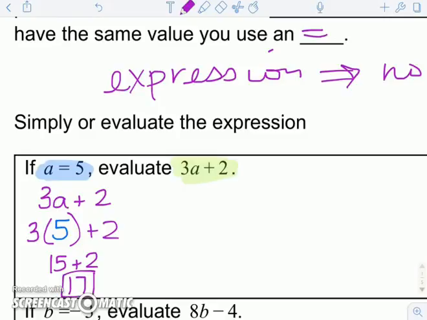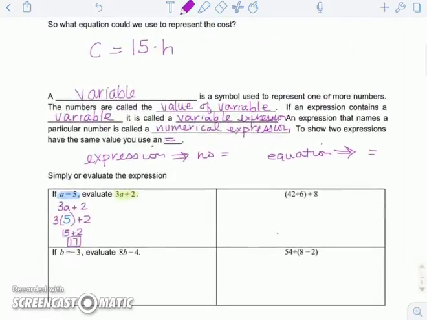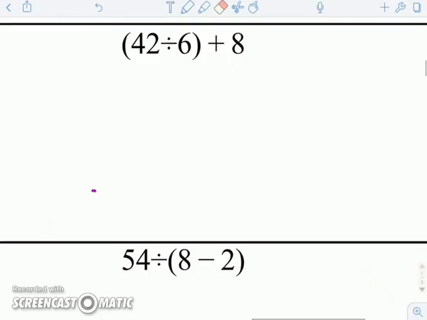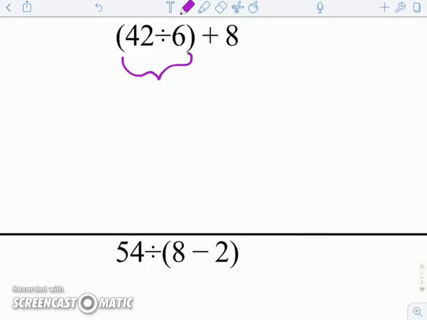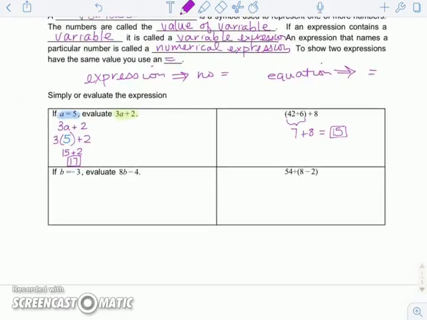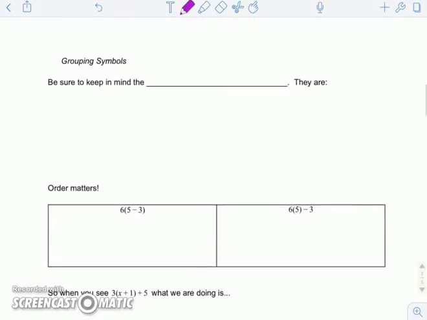You'll notice that the example next to it doesn't have a value of the variable to plug in. There actually isn't a variable. So what you're just doing here is respecting your order of operations and simplifying. Parentheses come first. 42 divided by 6 is going to leave me with 7, plus 8 leaves me with 15. That would be my final simplified answer here. The bottom two are very similar to the ones above them, so you can try those out on your own after the video. So when we talk about grouping symbols, we are talking about our order of operations.